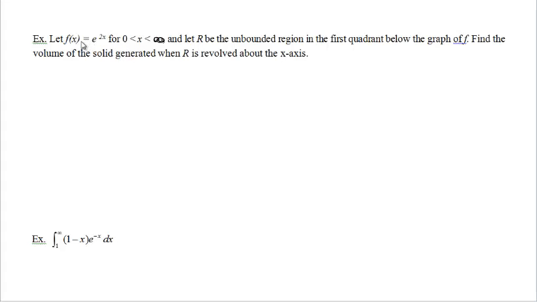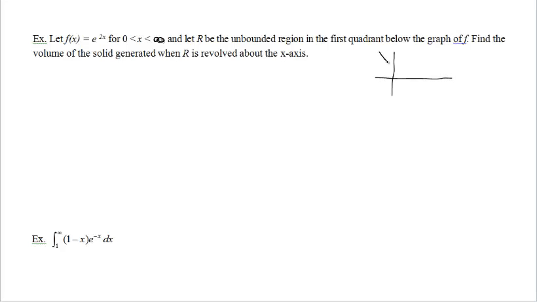Okay, so for this example, let the function be defined by e to the 2x for x values between 0 and infinity. R is going to be the unbounded region in the first quadrant below the graph of the function. And notice the question: find the volume of the solid generated when R is revolved about the x-axis. Okay, so let's get a little picture of that.